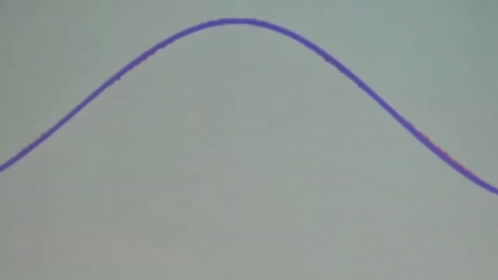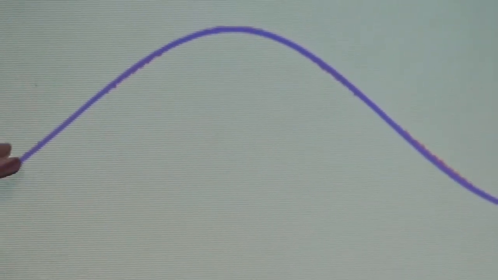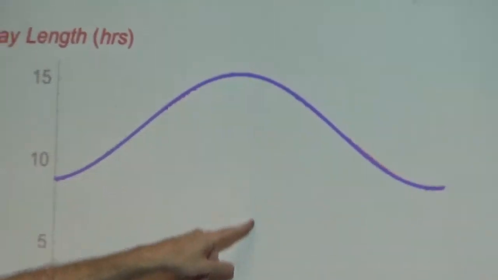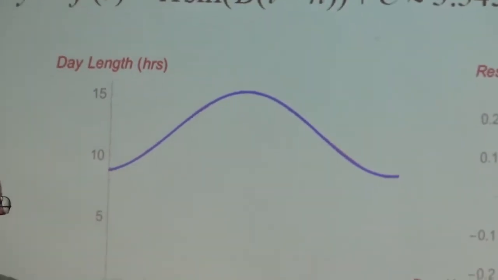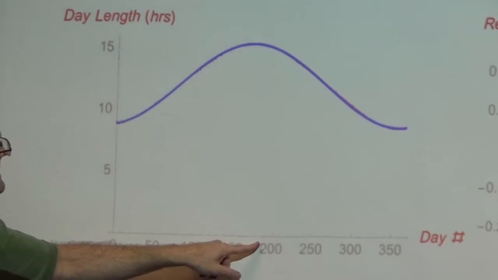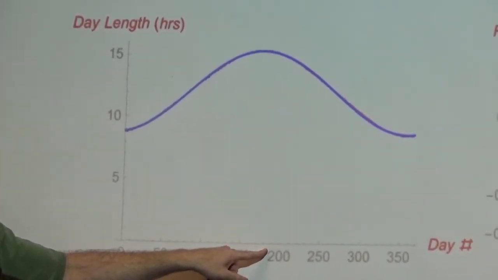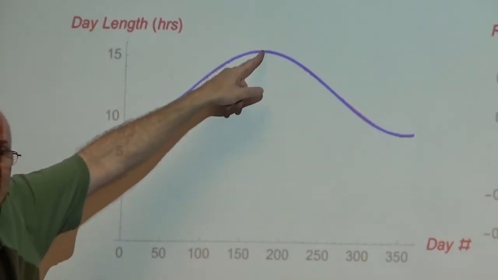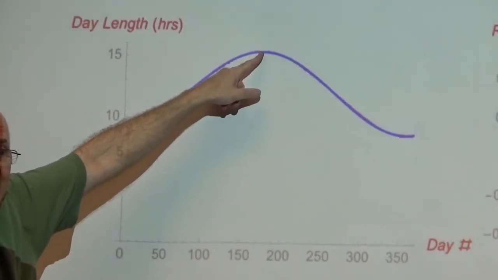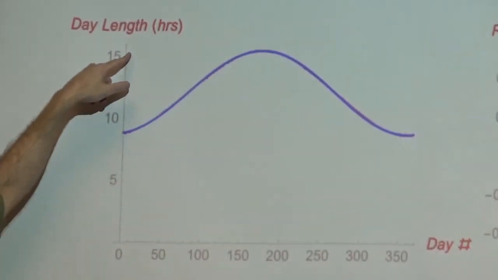Again, January 1st, starts out fairly low, just under 9 hours of daylight. Goes up. By the time you get to about t equals 180 or so, which is late June, say, then you're at a peak, in daylight close to a little over 15 hours.